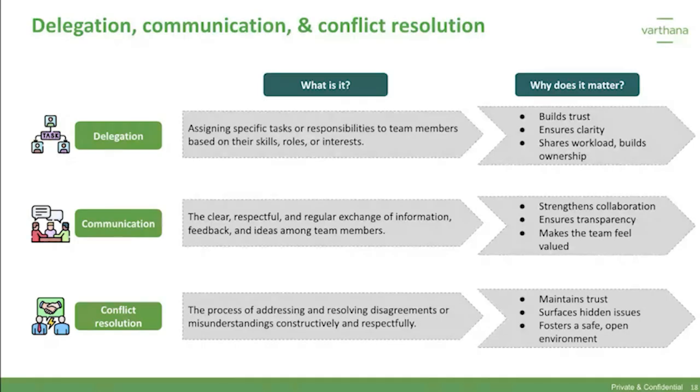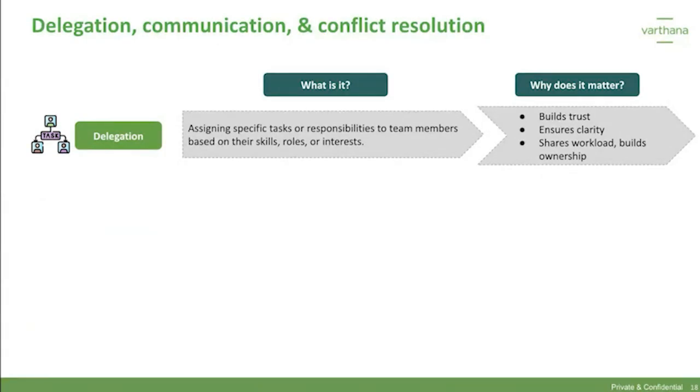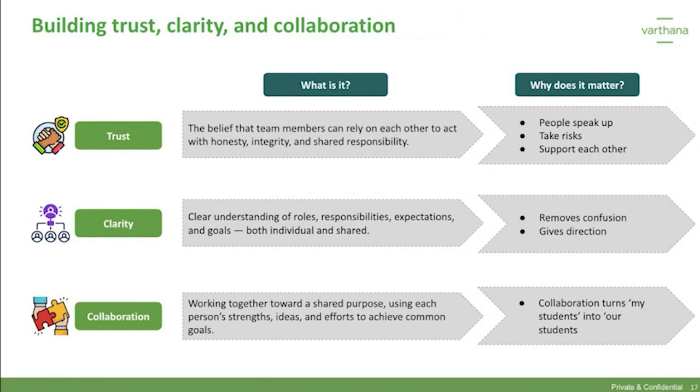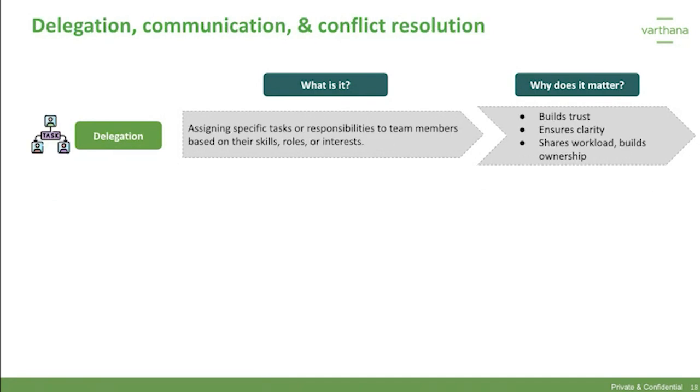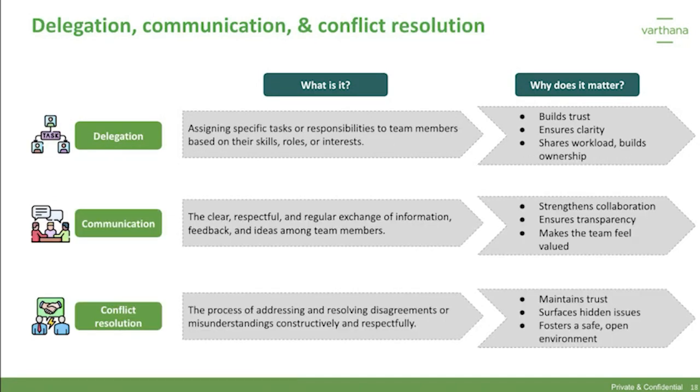So far we have explored the traits of high performing school teams. Can anyone name these six traits of high performing teams? Delegation, yes. Good communication, making them responsible for their work. Right. The conflict resolution. When we go back: trust, clarity, collaboration, delegation, communication, and conflict resolution.